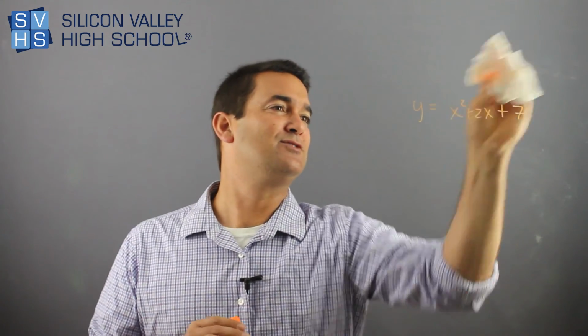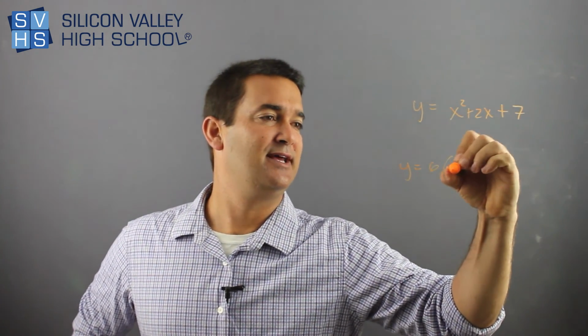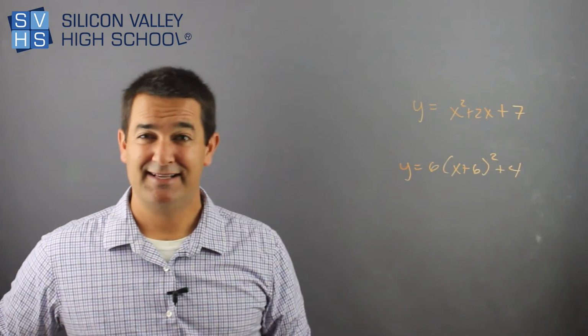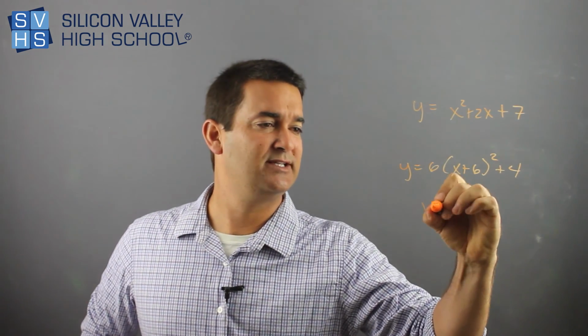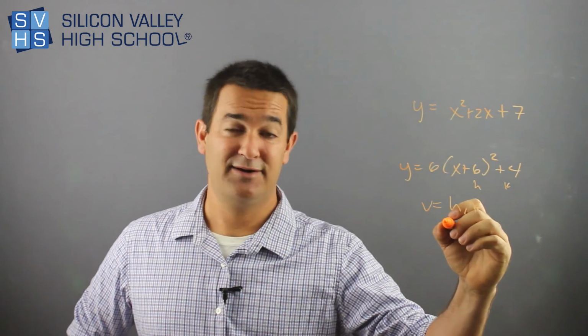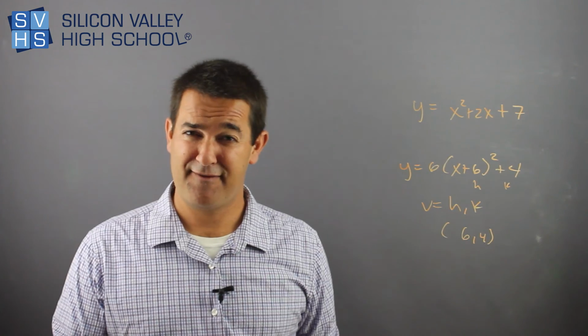Okay, so here's one in vertex form. So you have, you know, y equals 6(x plus 6) squared plus 4, right? Same thing. You're like, oh, I got this. This is in vertex form. I don't even have to think, right? Vertex equals h comma k. My h is here, and my k is here. So you're like, oh, that's easy. 6 comma 4. Incorrect, my friend.